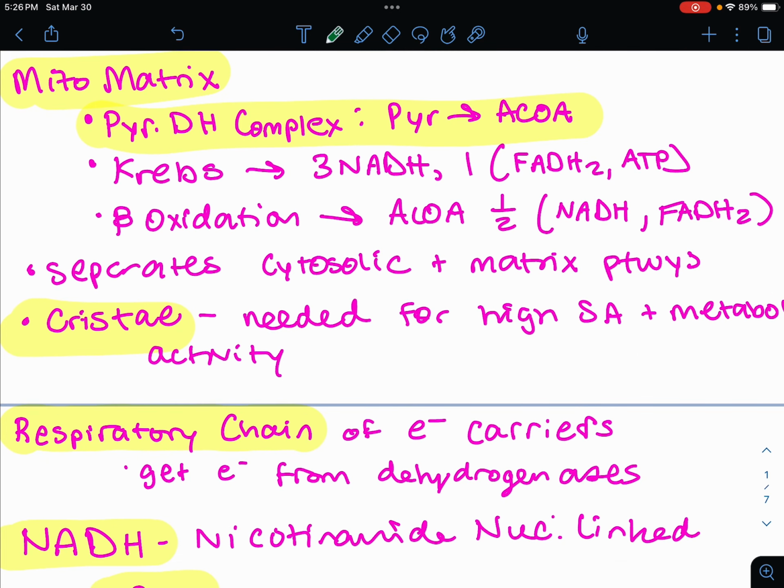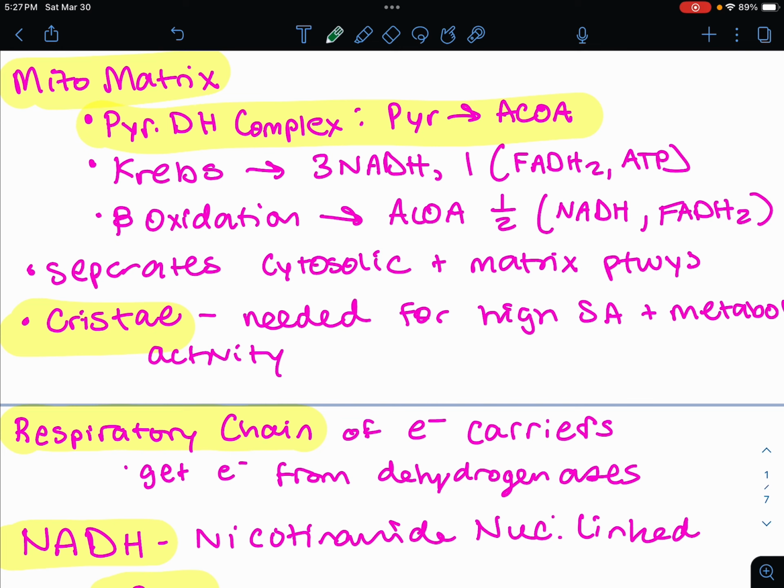Let's talk about the mitochondrial matrix now. So we have things such as the pyruvate dehydrogenase complex, where we're taking pyruvate to acetyl-CoA. We have other reactions too. We have the Krebs cycle enzymes, where we're making 3 NADH, 1 FADH2, and 1 ATP. We also have beta oxidation enzymes here in the mitochondrial matrix. That's going to make 1 acetyl-CoA, 1 NADH, and 1 FADH2.